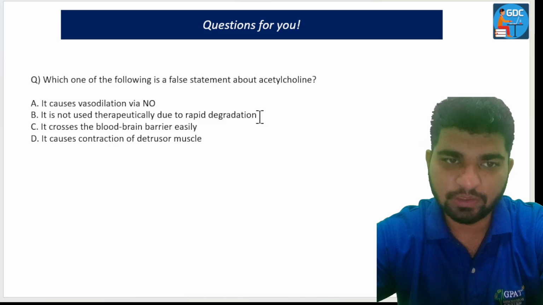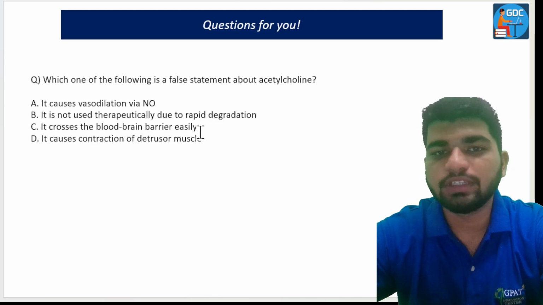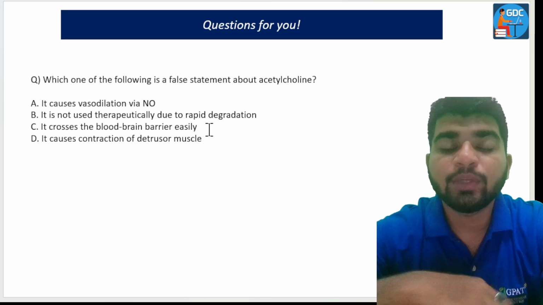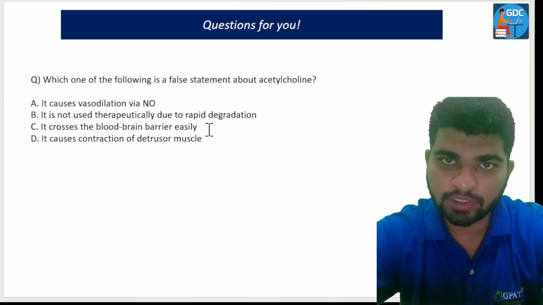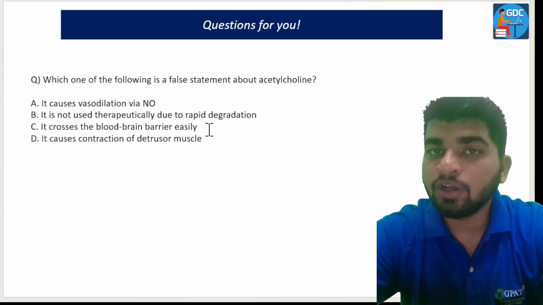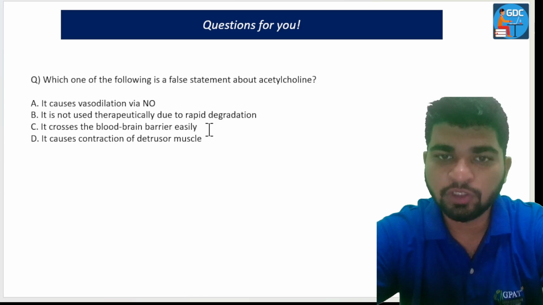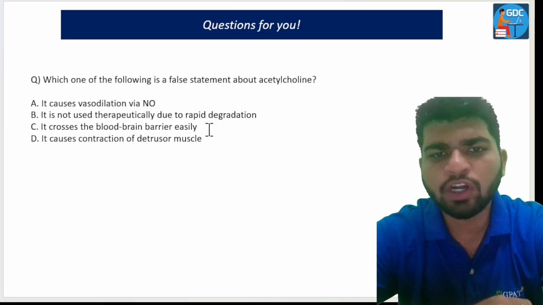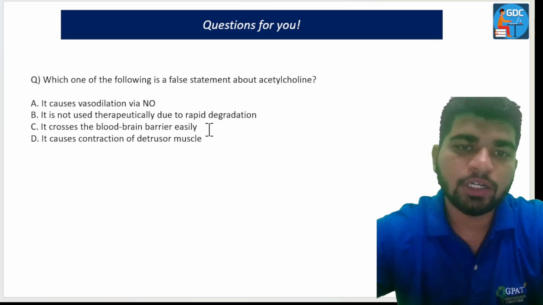hydrolysis of acetylcholine. It crosses the blood-brain barrier easily. No, this one is the wrong answer. Acetylcholine is water soluble, so it cannot penetrate through the blood-brain barrier and reach the brain. Also, because of the hydrolysis, it can be rapidly broken down. So it will not ultimately go through the blood-brain barrier into the brain.